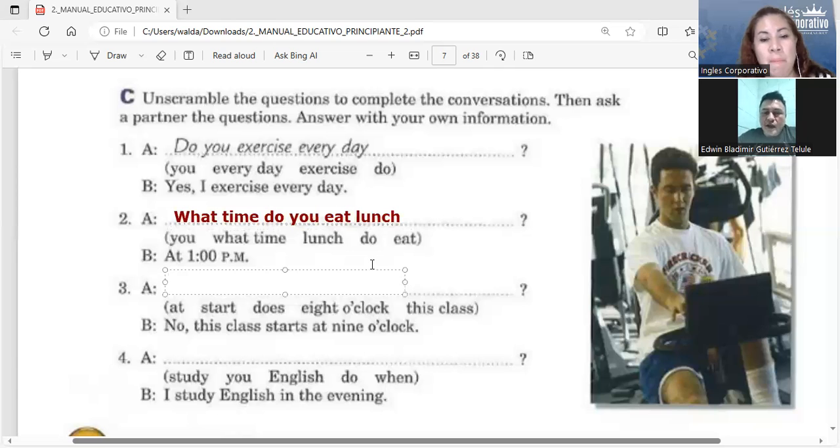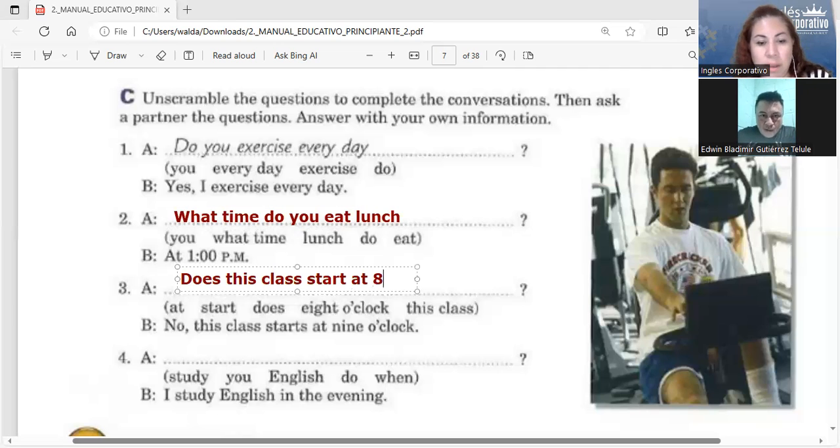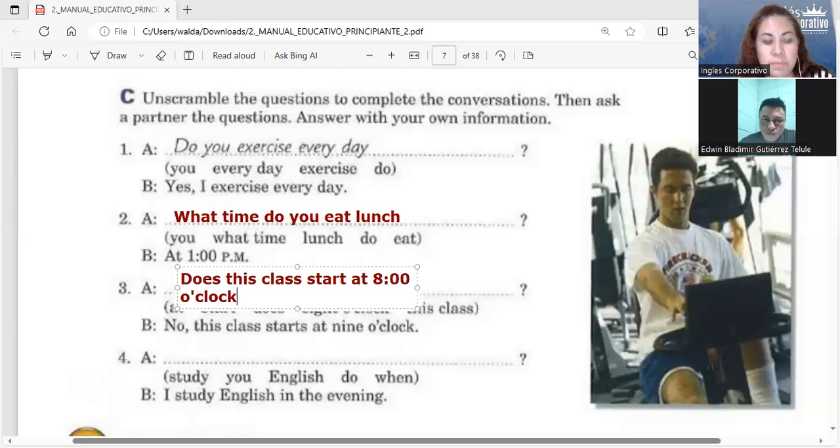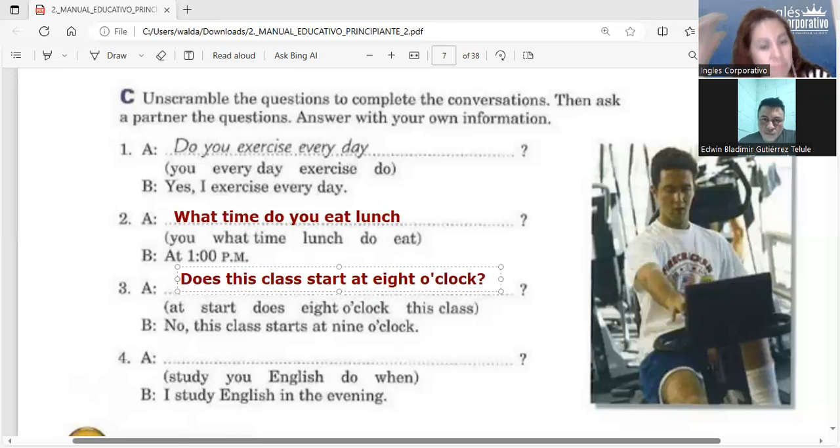Does this class start at 8 o'clock? Does it start at 8 o'clock? Good. Does this class start at 8 o'clock? Or better said, 8 o'clock. Does this class start at 8 o'clock? Good. Oops. Okay, next.